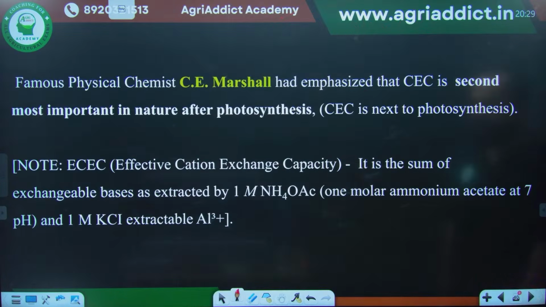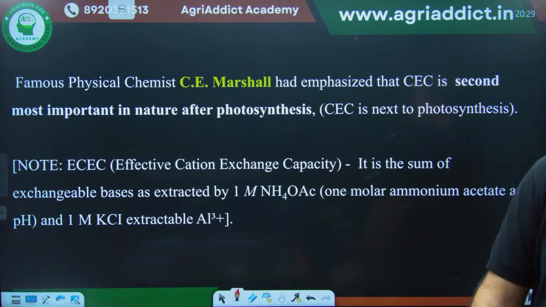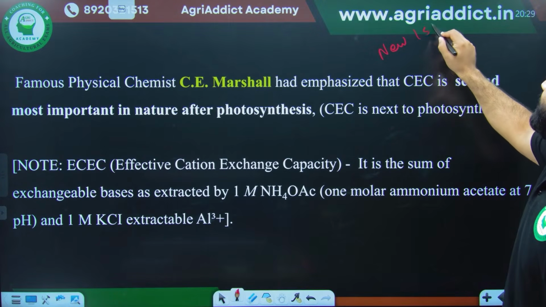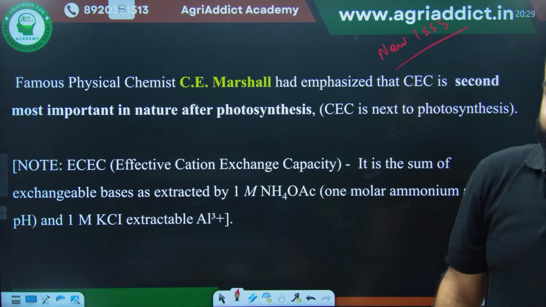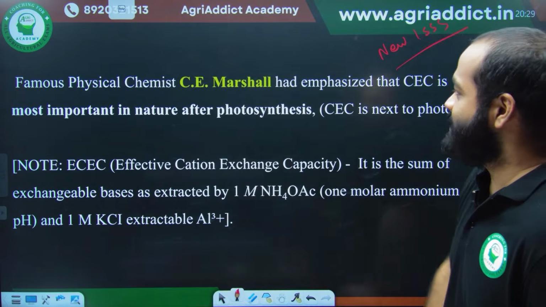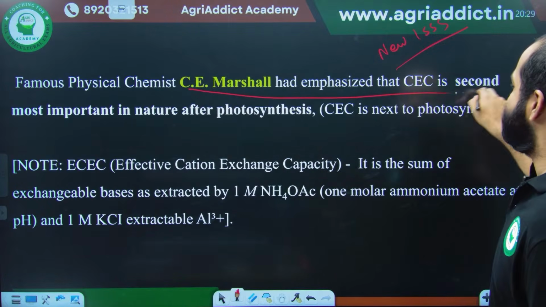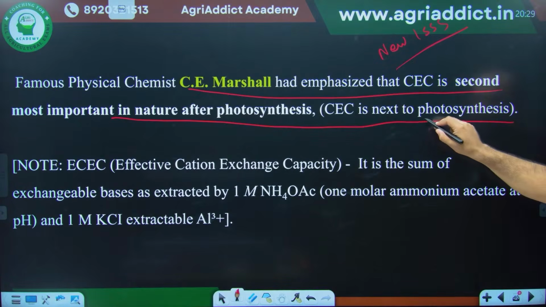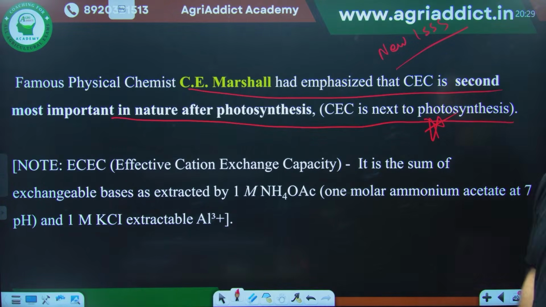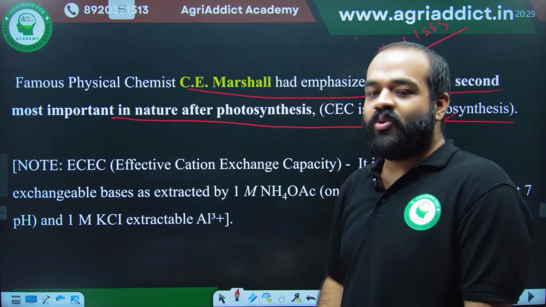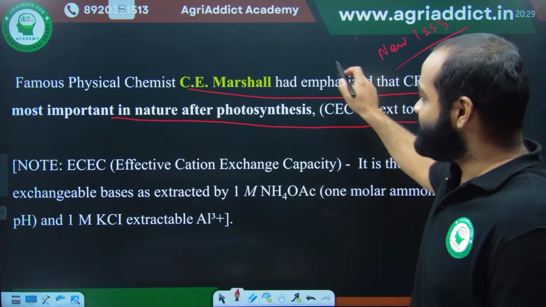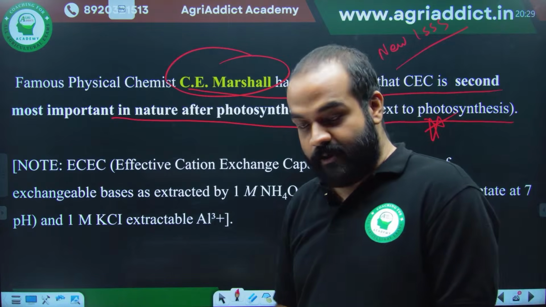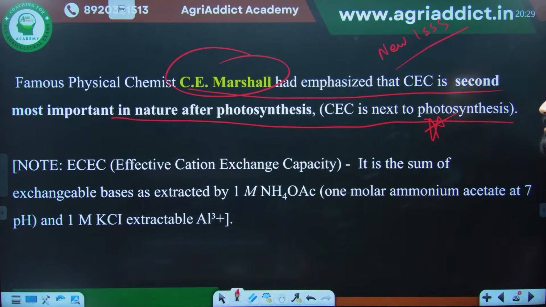All right. Moving on. Famous physical chemist. This is written in new ISSS. New ISSS soil chemistry and mineralogy chapter's first quote you will see. C.E. Marshall has emphasized that CEC is second most important in nature after photosynthesis. CEC is next to photosynthesis. The question that will come from here is, who told CEC is next to photosynthesis? And the answer would be C.E. Marshall. This is a very important question and might come.